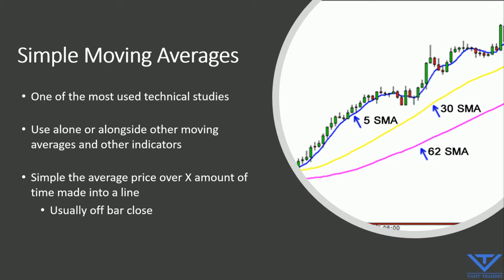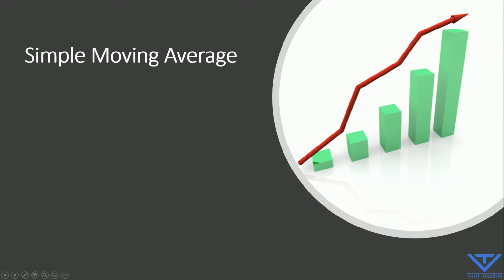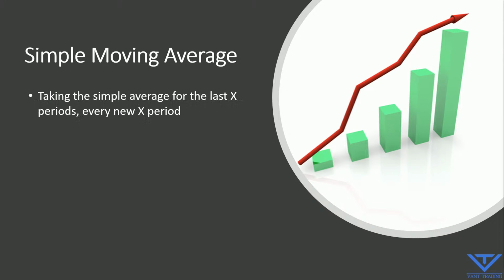So they take the close of this bar and the close of this bar, the close of this bar and the close of this bar, and they average them together to figure out where that line is going. So the simple moving average is just going to be taking the simple average of this stock for the last X periods, every new X period. And it may sound weird with the X in there, but I'll give you some examples and we'll look at them on some charts and how you could have used them to trade.